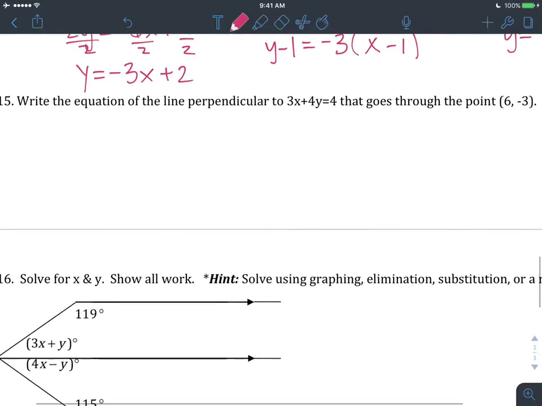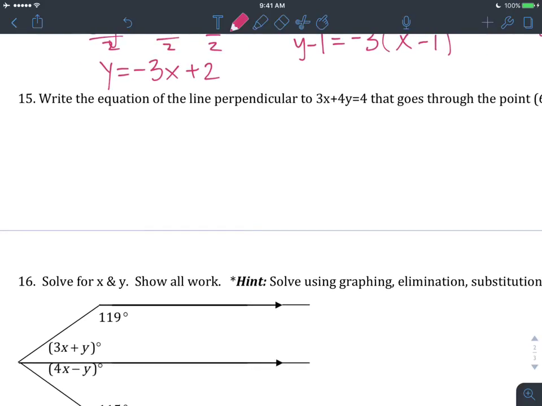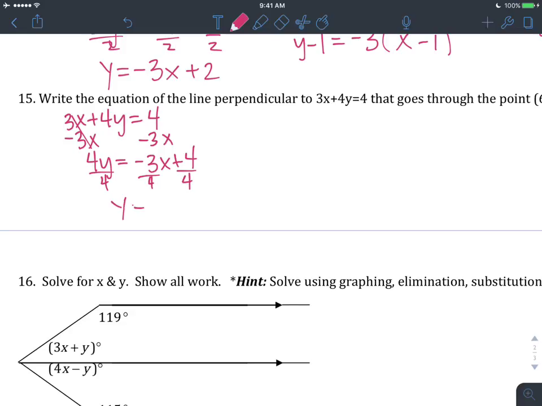Okay, next one, write the equation of the line perpendicular. So again, we're going to have to solve for y. So we're going to have 3x plus 4y equals 4. Subtract 3x from both sides. 4y equals negative 3x plus 4. Divide by 4. You're going to get y equals negative 3/4 x plus 1. So we have negative 3/4 as our slope. So the perpendicular slope is going to be positive 4/3.